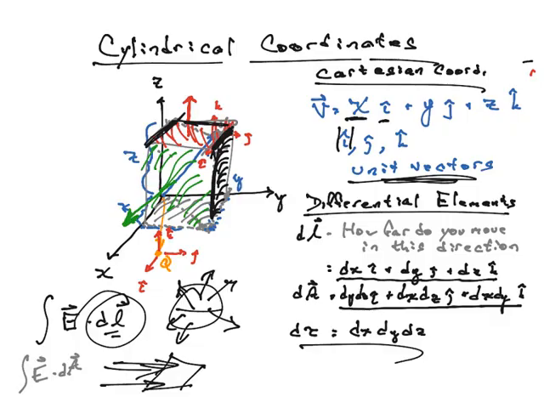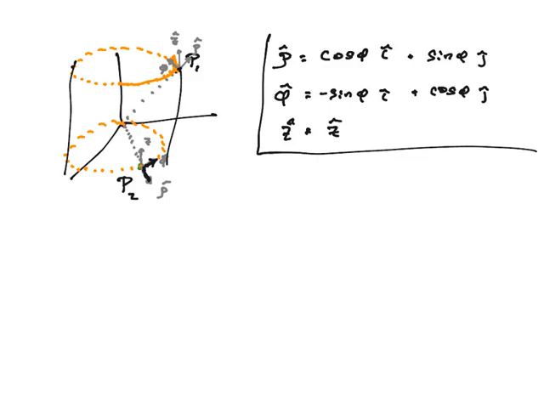The last thing we did for Cartesian was we came up with our differential elements, our dl, our dA, and our d tau. Same thing we want to do here. For our differential elements, let's say we have dl.